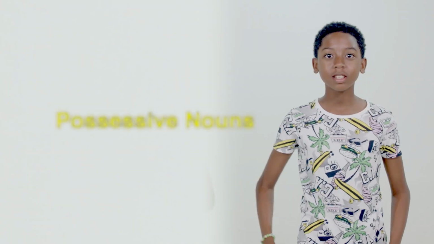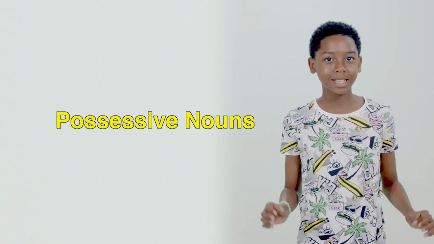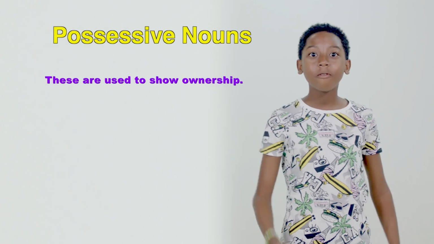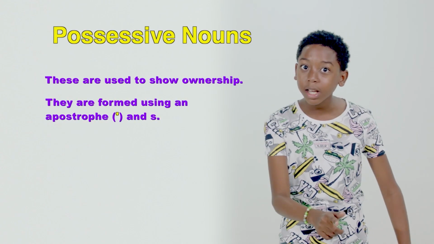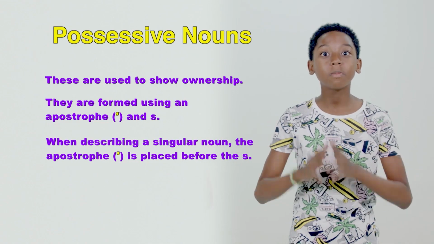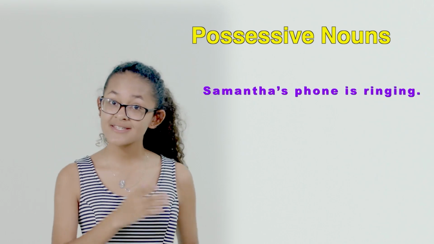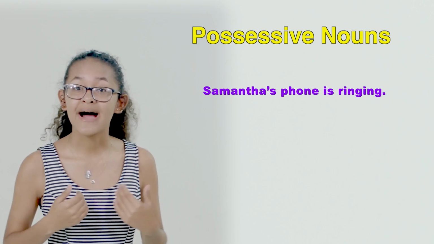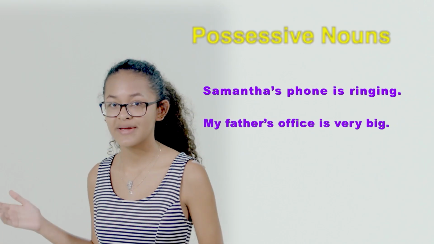We're now going to be discussing the 5th type of noun, which is possessive nouns. These are used to show ownership. They are formed using an apostrophe and S. When describing a singular noun, the apostrophe is placed before the S. For example, Samantha's phone is ringing. My father's office is very big.